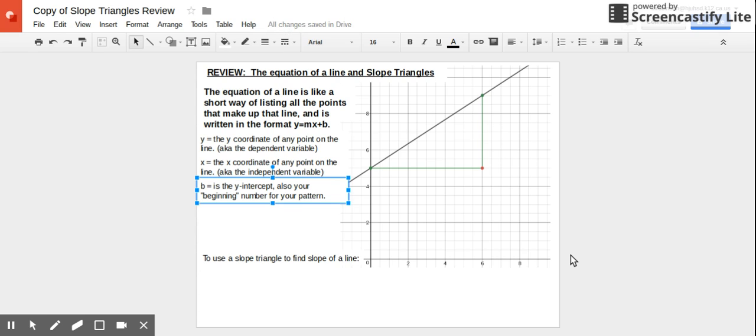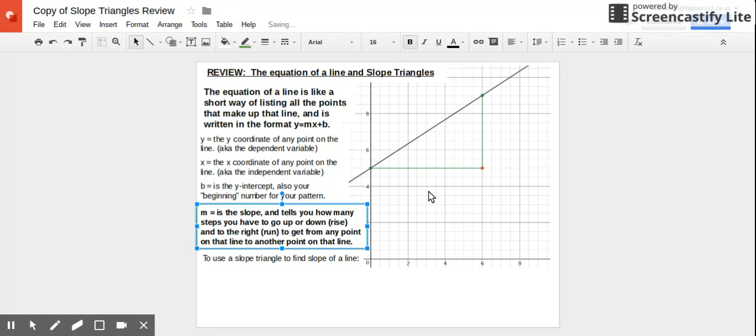The b is the y-intercept. It's also known as your beginning point, beginning number of your pattern, and it falls right here. It's where your line crosses or touches the y-axis.